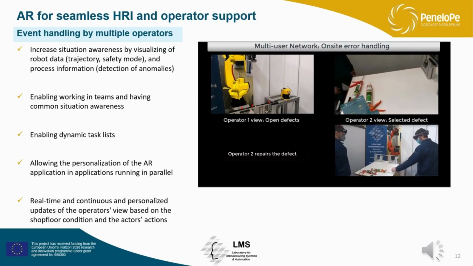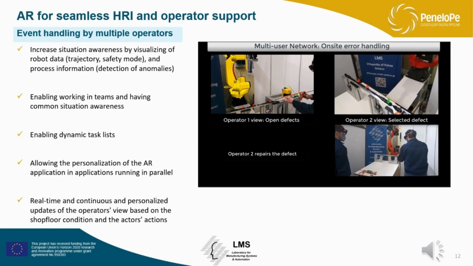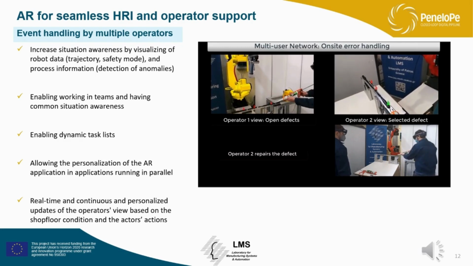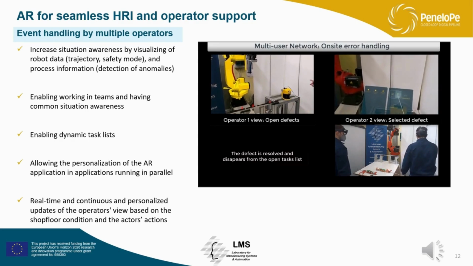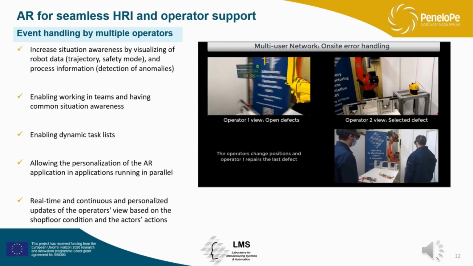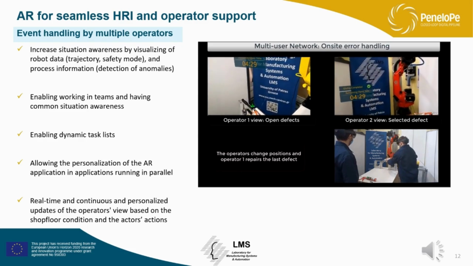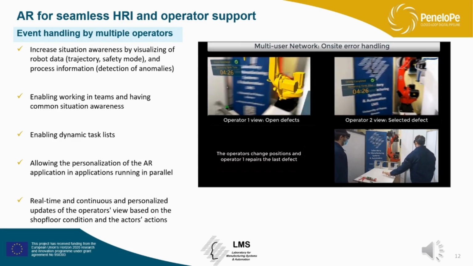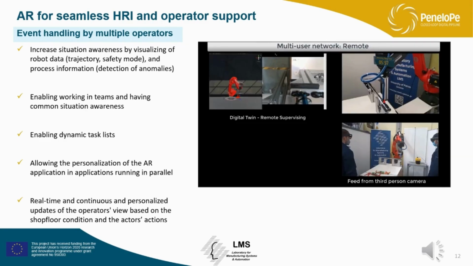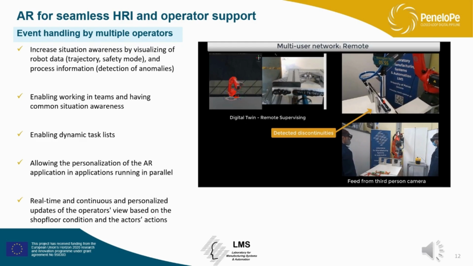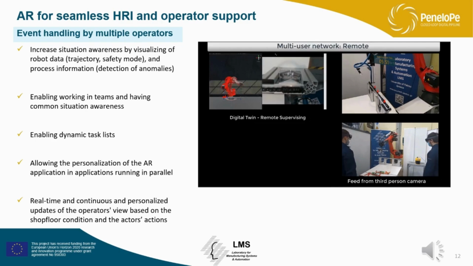Moreover, it achieves real-time continuous and personalized updates of the operator's view, based on the shop floor conditions and actions. For example, here you can see an operator trying to solve a defect found in the glue line, and after solving it, the defect disappears from both operators' views, as well as from the task list dynamically. In the end, under this concept, LMS also created a digital twin of the process that can be used for remote supervising of the process by an engineer.